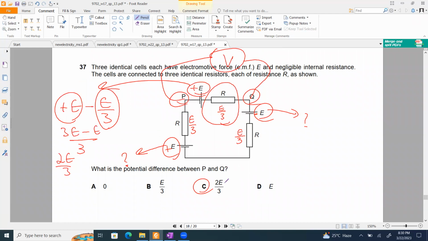Got it? So I hope you understand how we will be using the Kirchhoff's laws and solving the questions, right?